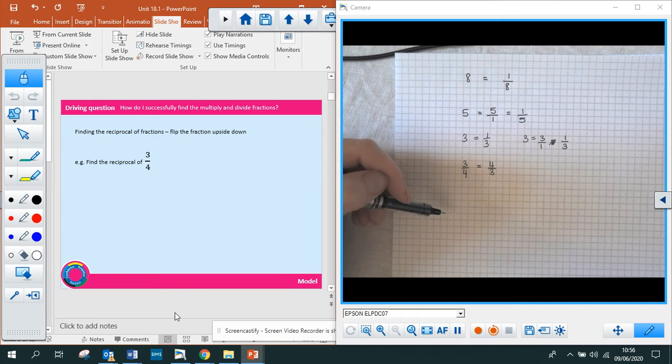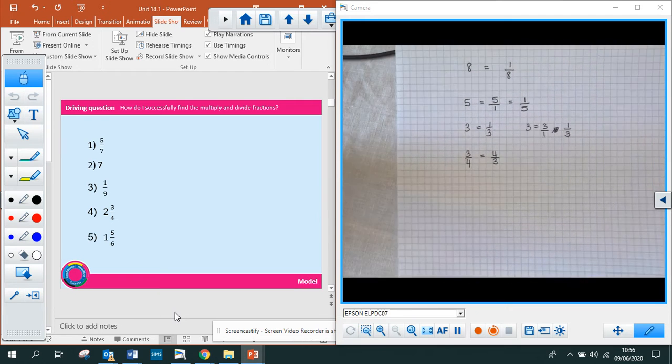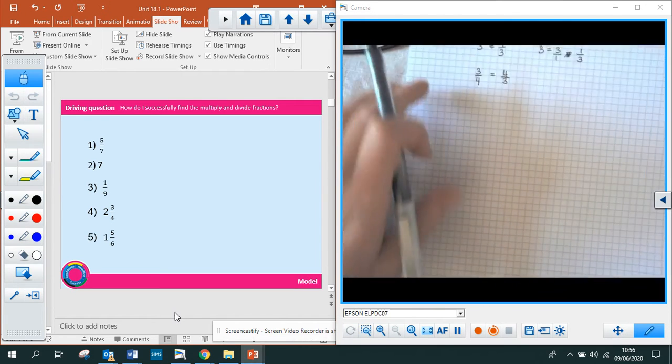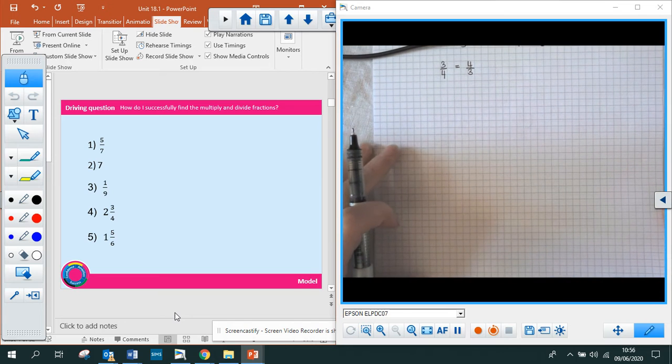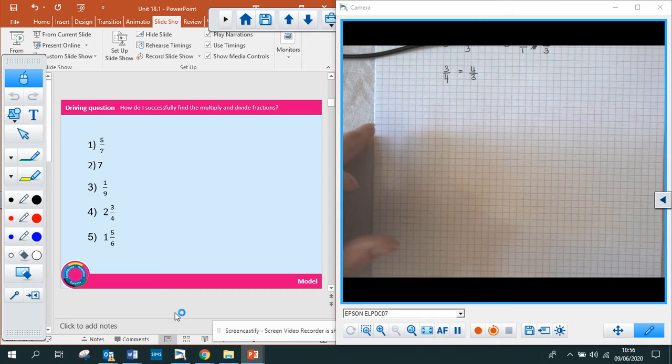Similar to what we were doing when we were dividing. The second one, it says keep, change, flip. When you're flipping, you're actually getting the reciprocal of that fraction or number. So there's 5 there that I'm going to do for you. What I'd like you to do is watch carefully and consider what I'm doing, and then you're going to have some to try for yourself.